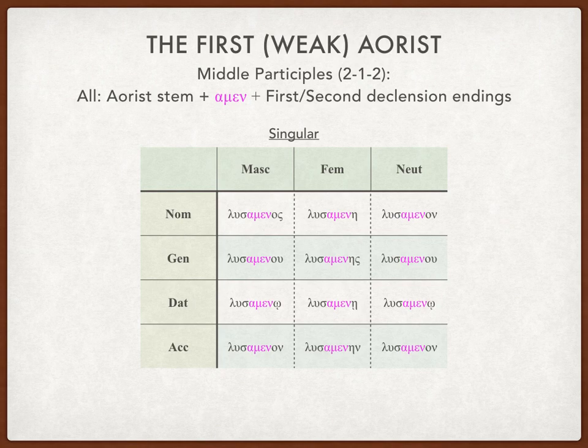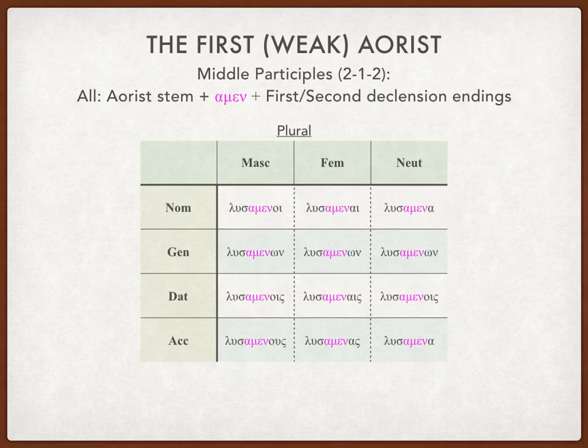All 2-1-2 endings, you already know the endings: os, e, on; a, as, e, an; on, u, o, on. Just follow the formula at the top, and it couldn't be easier. Same in the plurals. Lusamenoi, lusamenai, lusamena in the nominative. Lusamenon for all of the forms in the genitive, all consistent. Lusamenois, lusamenais, lusamenois in the dative. And finally, lusamenus, lusamenas, lusamena in the accusative plural. And that's all there is to any first or weak aorist participle.